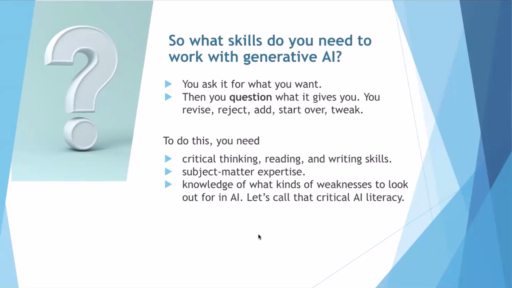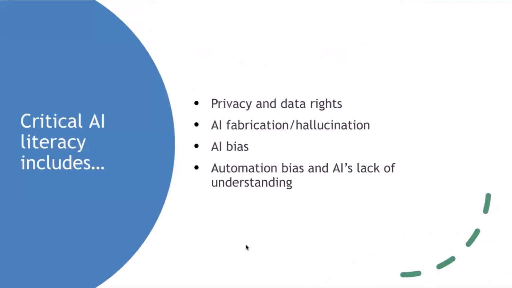And what do you need to be able to do that? I think the good news is that a lot of what you need is what we already teach, right? So critical thinking, reading and writing skills, and subject matter expertise. But you also need some knowledge of what kinds of weaknesses to look out for in AI, some understanding of what these systems are and what they're not. So I'm going to call that a critical AI literacy. And that's a big umbrella.